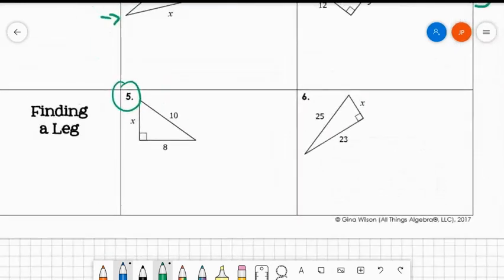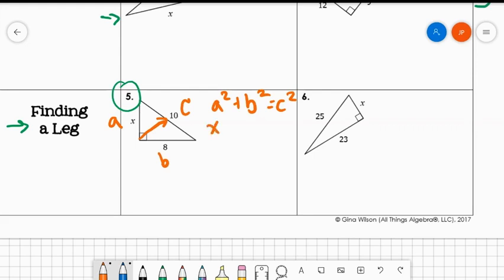Okay, another type of problem you can get is where they do give me the hypotenuse and they don't give me one of the legs. Again, figure out where the hypotenuse is: start at the right angle and go across from it, and that's my C. And then the other two, I can call this A, I can call this B, or you could have called X B and 8 A. Doesn't matter. But I'm going to do it like that. Then I'm going to start with my formula again and start plugging some stuff in. In this case, A was X, we said B was 8, and C was 10.